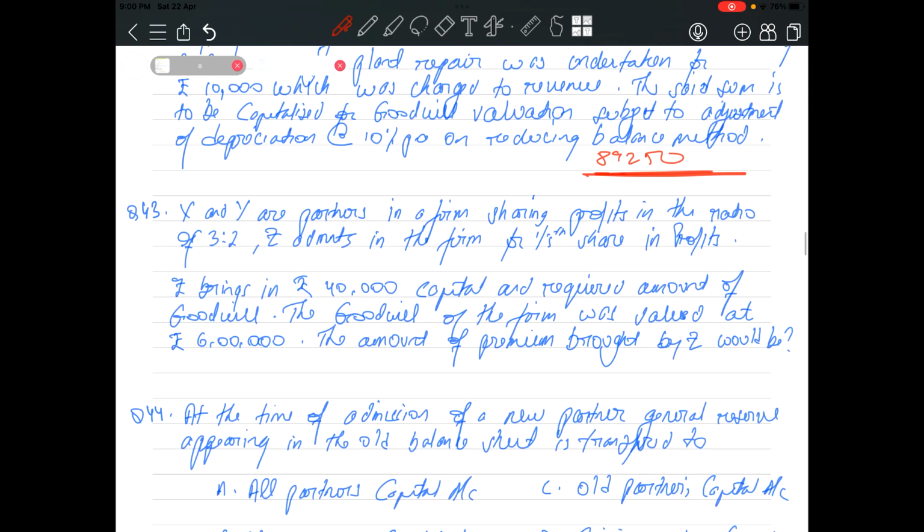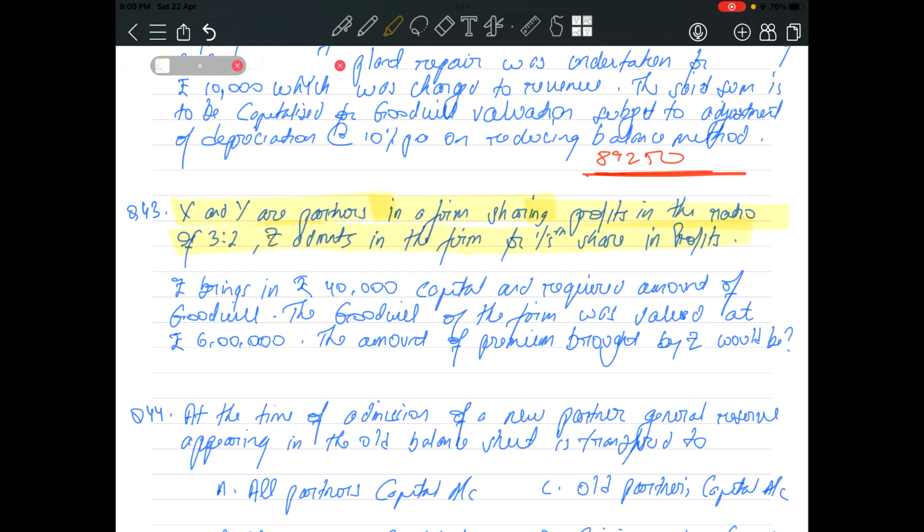So now let's move forward with question number 43. What is the question saying? Let's read. X and Y are partners in a firm, sharing profits in the ratio of 3:2. Z is admitted in the firm for 1/5 share in profit.